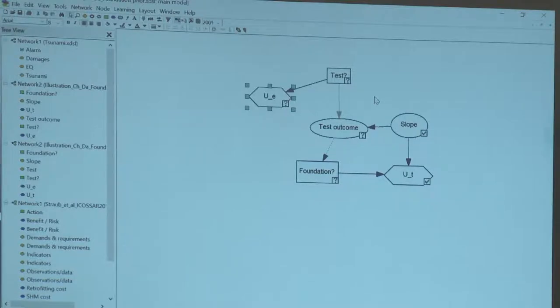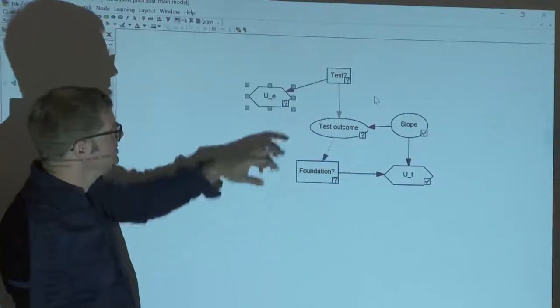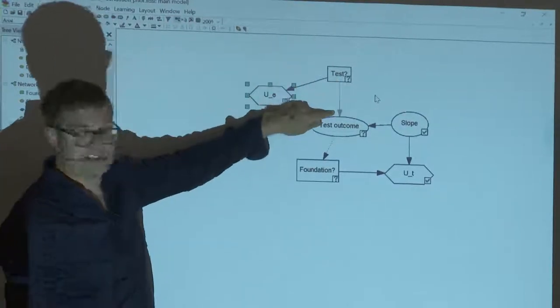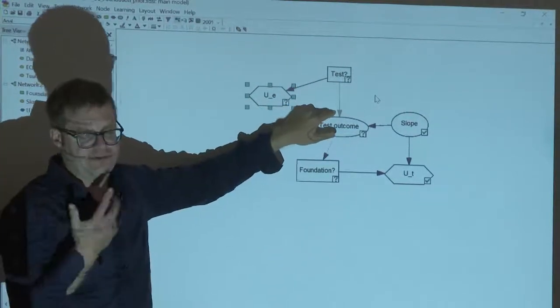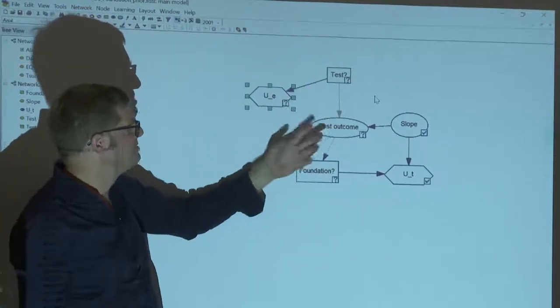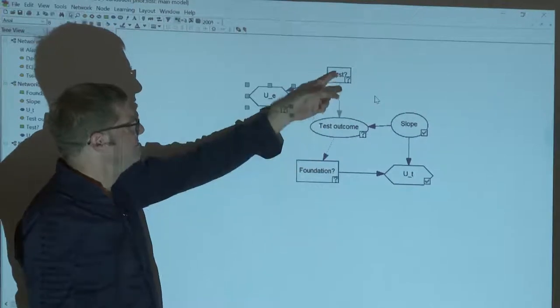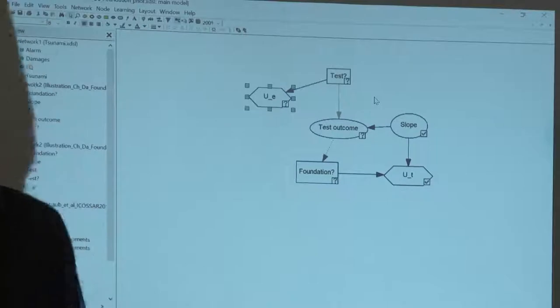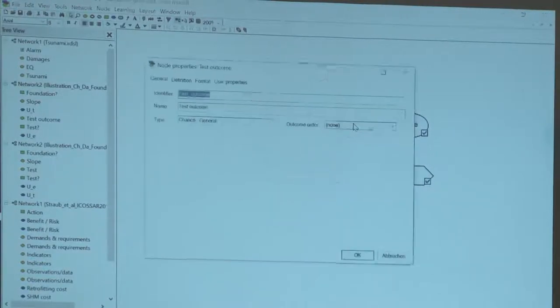Okay, now what am I missing? What have I not defined yet? Yes, exactly. Actually, you see that the software is smart. It chose this arrow as gray, which means that this arrow, as of yet, has no effect, because I have not actually specified what is the effect of this decision on this. So I have to change this table here, which is easy to do.